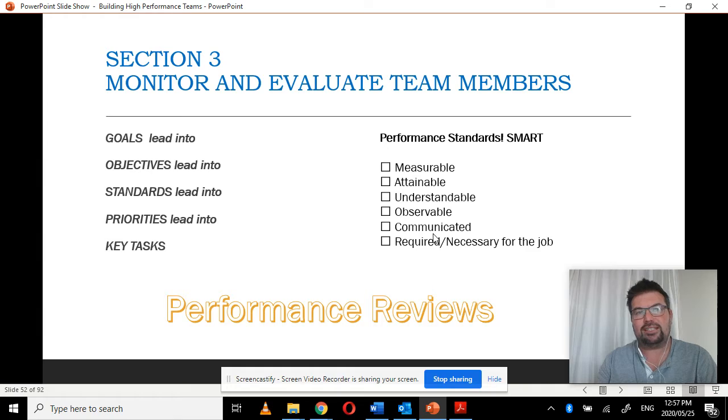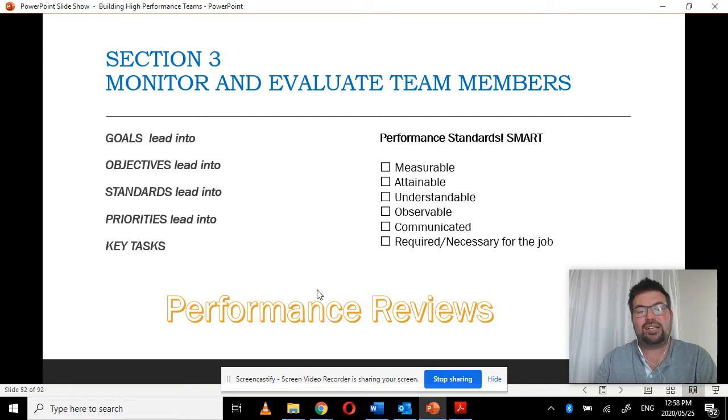Then it needs to be communicated. So everyone needs to know what the key performance index is. Okay, so we don't just arrive one day in our boss's office. We've always known what our performance targets were, and then required or necessary for the job. So don't say, we expect your offices to be cleaned every month, because maybe your job is that it's on the road. So, how on earth is that necessary for my job? So, don't give me performance indexes that don't relate back to me. Okay. So, it has to be required and necessary for the job.